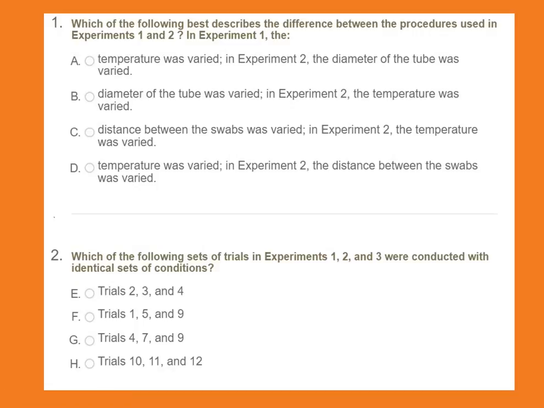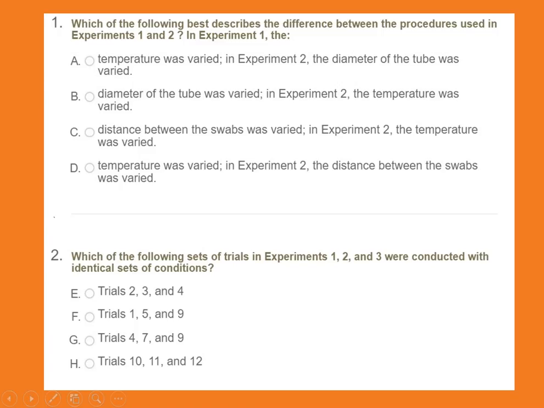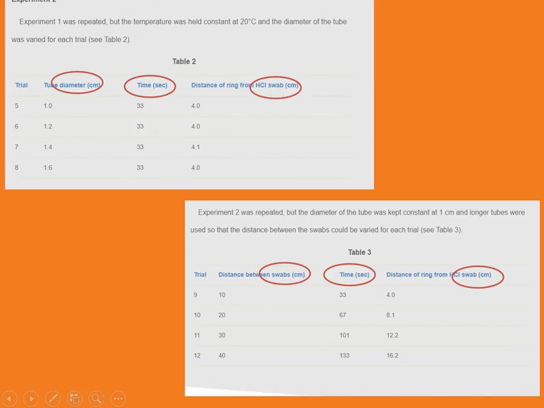So we need to look at experiment 2 and see if it was the diameter of the tube that was varied or the distance between swabs. Now that I've marked where experiment 2 is, I'm going to see what happens here. Experiment 1 was repeated, but the temperature was held constant at 20 degrees Celsius, and the diameter of the tube was varied for each trial. What was varied? Diameter of the tube. So we know not D, it's going to be A. Temperature was varied. In experiment 2, diameter of tube was varied. It's really easy if you know where to look for these. Otherwise, you're going to get bogged down in all of this data. If you circle these, if you have a brief summary of what's going on in the experiments, it's going to be really simple for you.